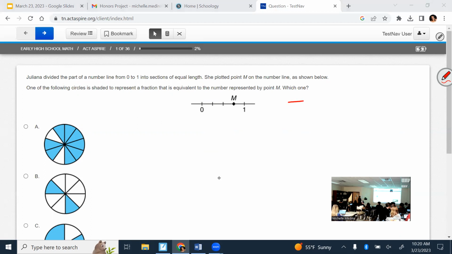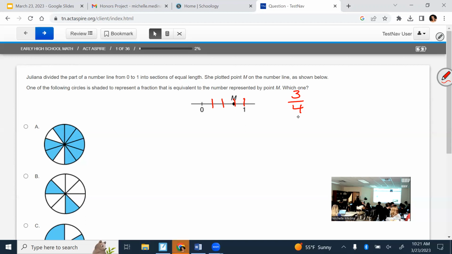Well, let's see. 1, 2, 3, 4. So you don't count 0 as 1, because that's not a section yet. 1, 2, 3, 4 equal sections total. What part is M on? Like what section? So that means that the fraction that represents the number line is 3/4, and we need to see which of our options has that same fraction.